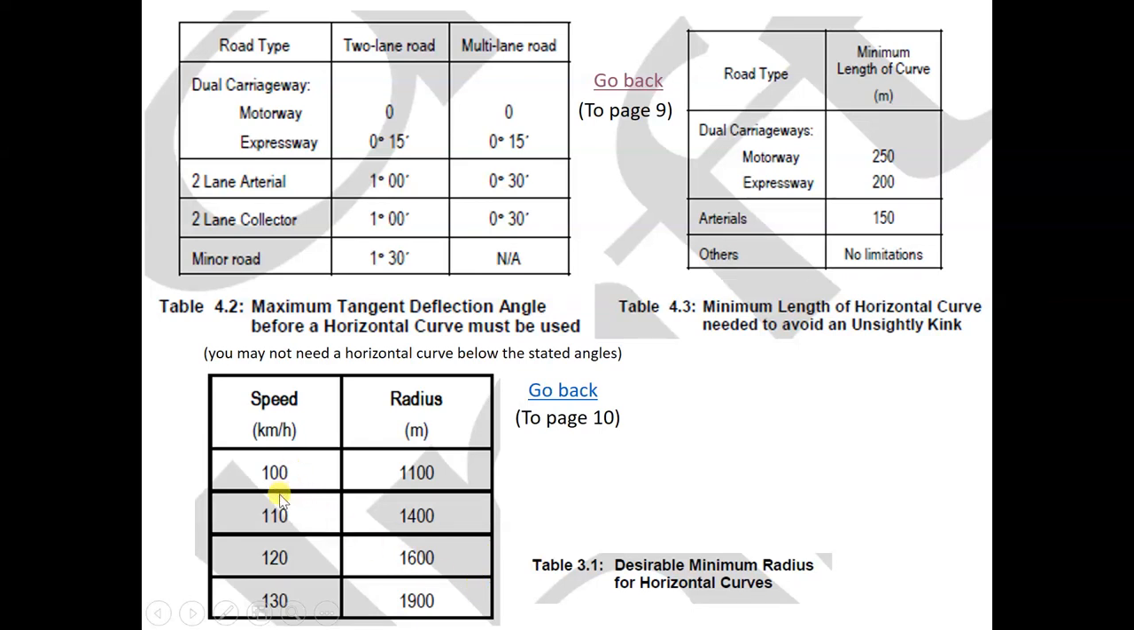While for the different speeds, you need to have the desirable minimum radius. So it is like 1,100, 1,400, 1,600, and so on. So the higher the speed, we desire a bigger radius.